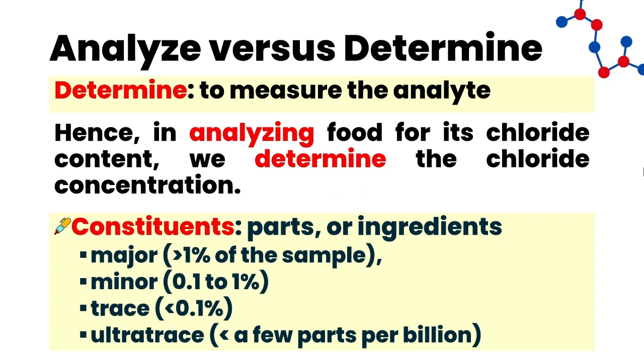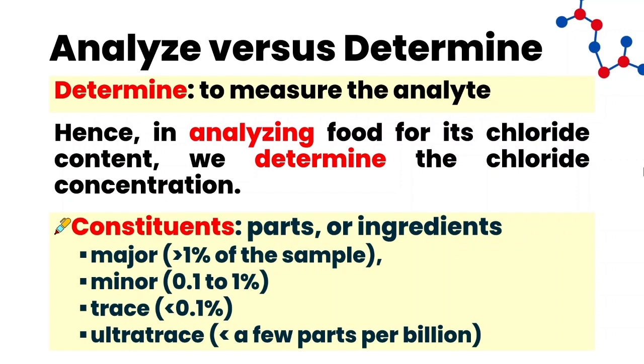There are many things related to determination and analysis of constituents. Constituents are parts or ingredients of a sample. If that constituent is more than 1% of the sample, then that's a major constituent. If that constituent is 0.1 to 1%, that's a minor constituent. Trace constituents have a percentage of less than 0.1% of the sample. If it's a few parts per billion, then that's ultra trace.